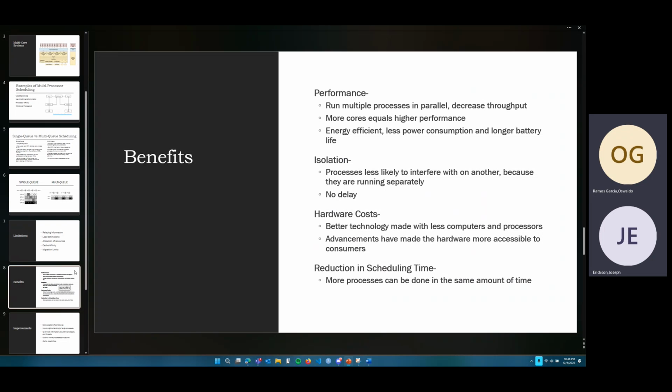They provide isolation because the processes are less likely to interfere with one another, because they are running separately on separate CPUs. This also provides no delay between the processes. This lowers the hardware costs, because there's better technology made with fewer computers and processors. And as advancements are made, the hardware becomes more accessible to consumers. Multi-core scheduling provides a reduction in scheduling time because more processes can be done in the same amount of time.